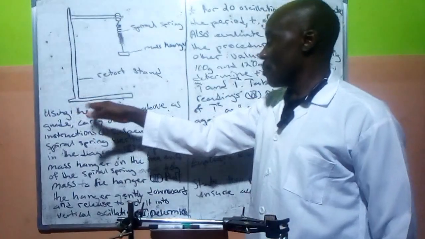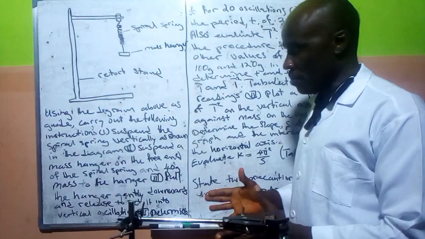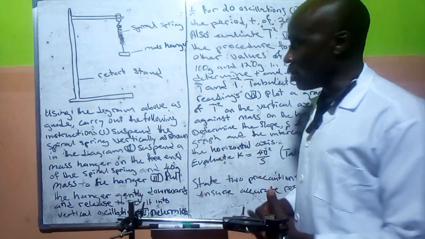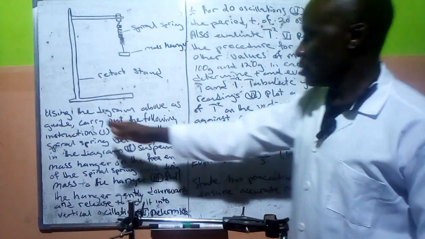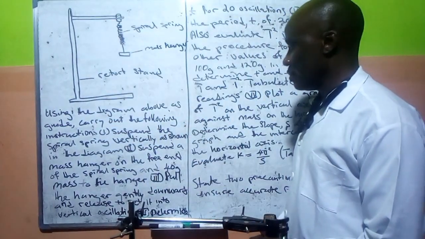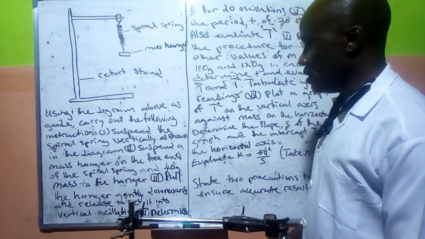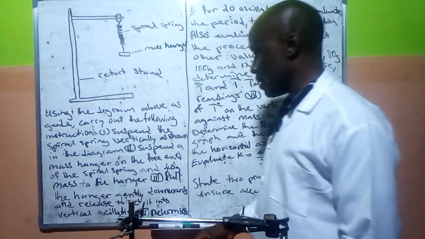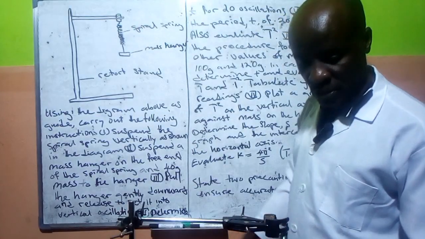Now let's look at the question so that we'll appreciate what it's all about. The question I have here is: using the diagram above as a guide, carry out the following instructions. Suspend the spiral spring vertically as shown, just like what we have here. We have it here already.